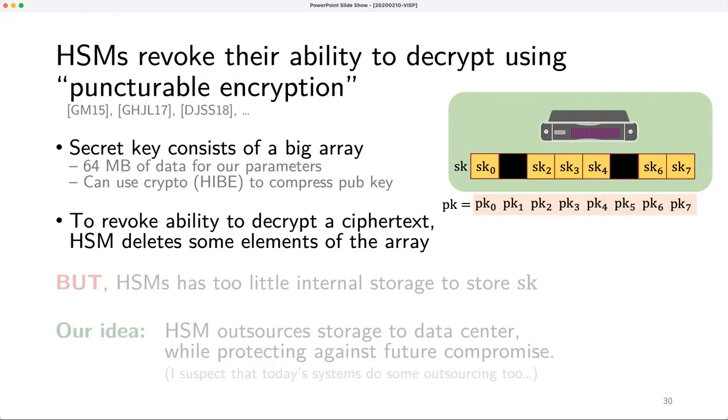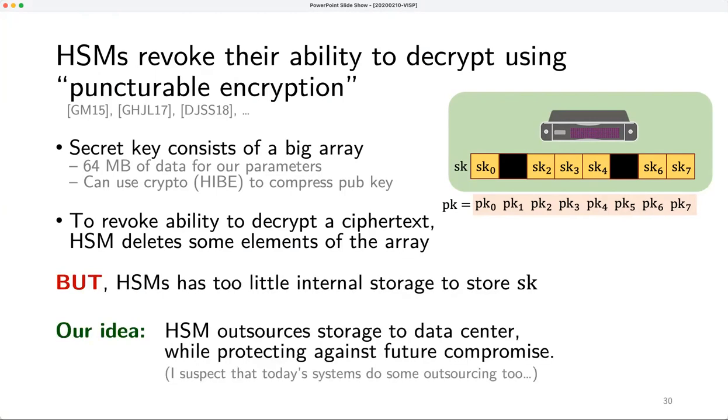That's fine. The problem is these HSMs, as I mentioned before, have almost no storage. They have maybe a megabyte of storage you can play with, and this secret key can be 64 megabytes, 100 megabytes, depending on how you set the parameters. So what we do instead is have the HSM outsource the storage of this array to the data center, while protecting the data against the data center and also protecting against future compromise.